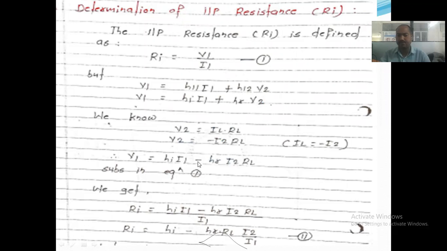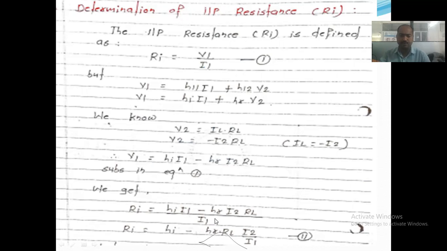That's why here is minus. Okay, already here is a plus. So the equation that comes is V1 equal to Hi into I1 minus of Hr into I2 into RL. Whatever value we get for this V1, we have to put it in this equation. So Ri equal to V1 by I1, that is (Hi into I1 minus of Hr into I2 RL) divided by I1.